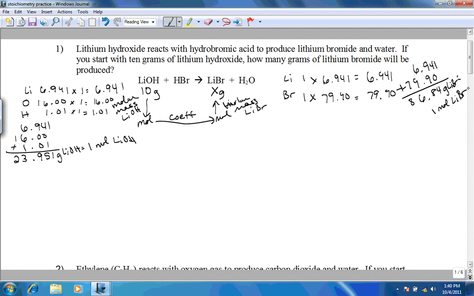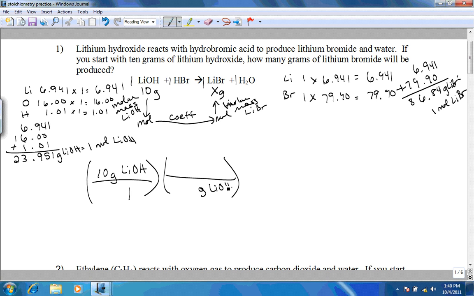Alright, we now have all our conversion factors. The coefficients, we don't need conversion factors because they're just going to be the big numbers in front. Since we don't have any big numbers in front, they're all 1s. So we can take our starting point. That's where our arrows begin. So 10 grams of lithium hydroxide over 1. We have grams of lithium hydroxide on the top, which means I'm going to put grams of lithium hydroxide on the bottom of the next one.